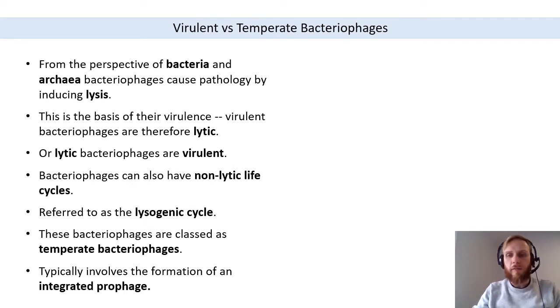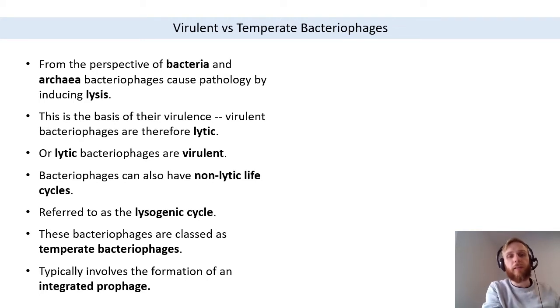So we can define the two life cycles as being virulent or temperate, and we can also say this as virulent or lysogenic. Lysogenic basically means non-lytic, virulent means lytic. And as we know from last lecture, and from other modules as well, lytic means destroying the cell, so causing the cell to lose integrity and die and break apart.